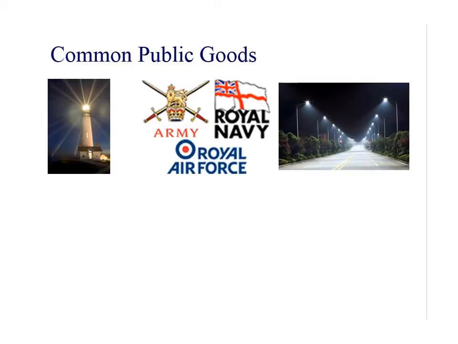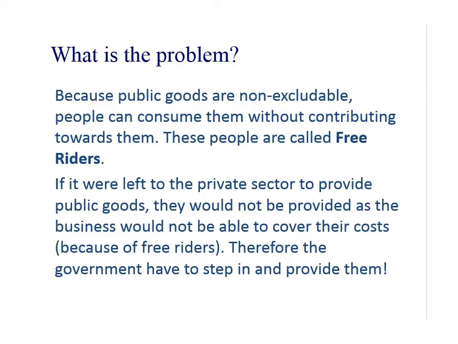Okay, so up until this point, that is what a public good is. It's non-rivalry, it's non-excludable, but who cares? What's the problem? Why are we studying this? Well, because public goods are non-excludable, people can consume them without contributing towards them, and these people are called free riders. And if you leave it to the private sector to provide it, because people realise that they can get away with consuming it without paying for it, lots of people will just not pay for it. And therefore, the business wouldn't be able to cover their costs because of all the free riders.